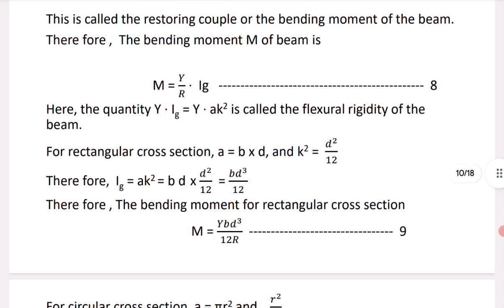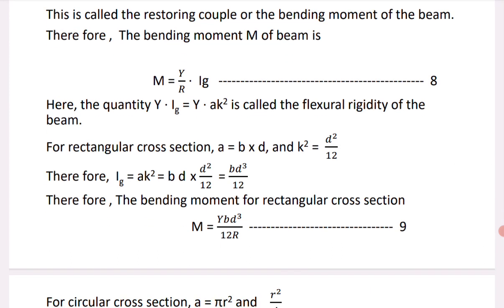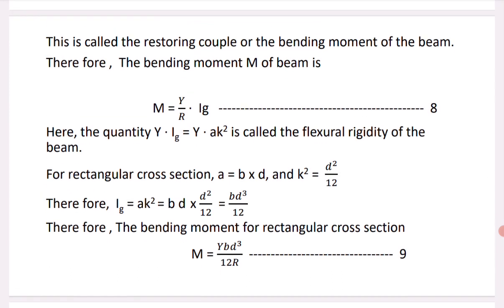The bending moment is usually represented by the capital letter M. So M is equal to Y by R into Ig. Let this be equation number 8. Here Y is Young's modulus of the material, K is the radius of gyration, and Ig is the geometrical moment of inertia. The quantity Y Ig, equal to Y into A K square, is called the flexural rigidity of the beam.